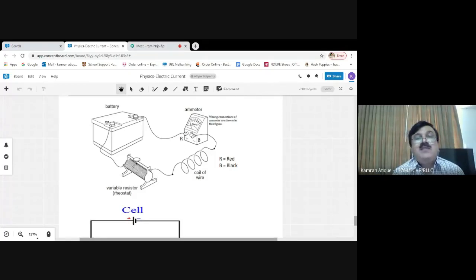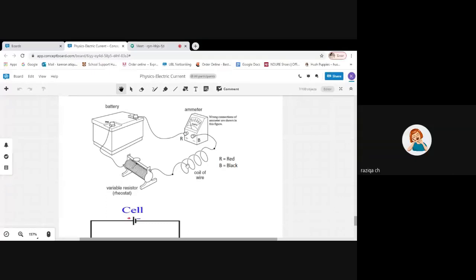In order to measure the value of electric current, that is, how many amperes of electric current are flowing, how many coulombs of electric charge per second are flowing in the circuit. Now somebody has to answer me: will this value of electric current be different at this point and at this point, or will it be the same at this point, at this point, at this point? Sir, it would be the same everywhere.